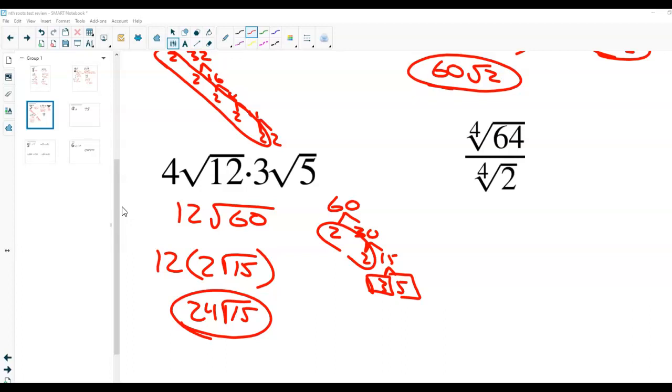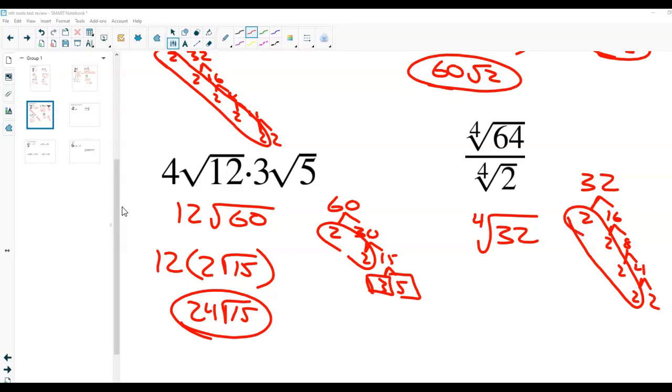And our last one, same radical we can divide. 4th root of 32. And if you can simplify it, you must do so. 2 and 16, 2 and 8, 2 and 4, 2 and 2. The number that appears 4 times goes outside the radical. The number that appears an extra time goes inside the radical. I probably should box that right there as well. Those are our answers.